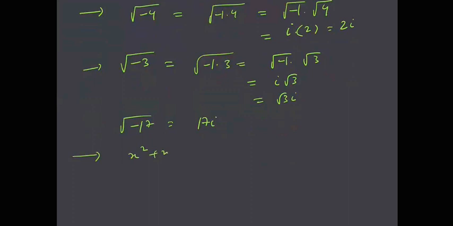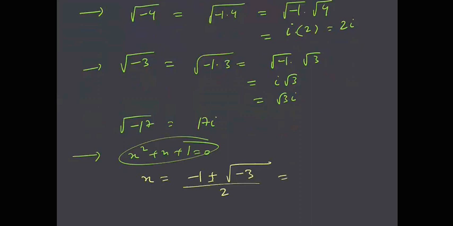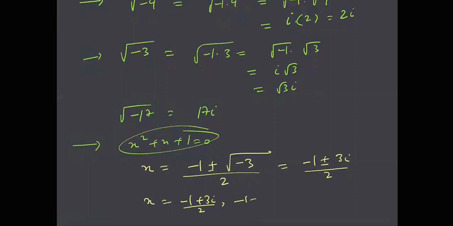X square plus x plus 1 is equals to 0. We were solving this equation, right? And we got x as minus 1 plus minus square root of 1 minus 4, which is minus 3 over 2. So this is nothing but minus 1 plus minus root 3 iota over 2. So one value is minus 1 plus root 3 iota over 2, and the other value is minus 1 minus root 3 iota over 2.